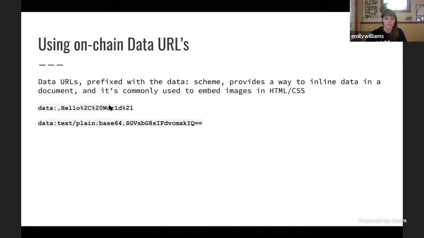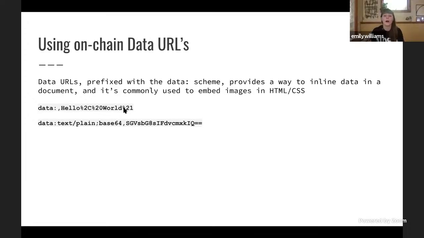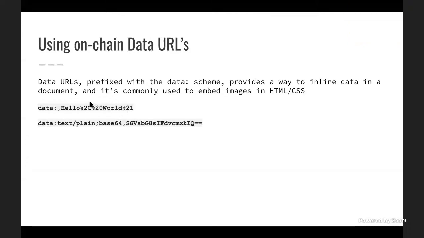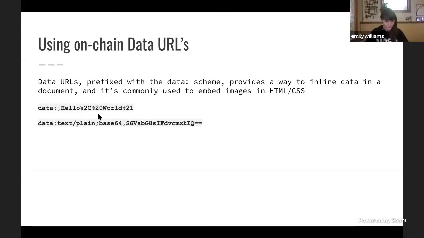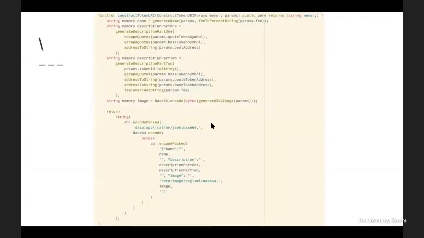And so a couple examples of data URIs. Here are two hello world ones. And these are URLs, so they don't have spaces, so you do need percent encoding. You can also encode in base64. That's what we did in Uniswap. So these two would render the same way in the browser if you copy and pasted this into your URL search bar. This is also hello world, but base64 encoded.